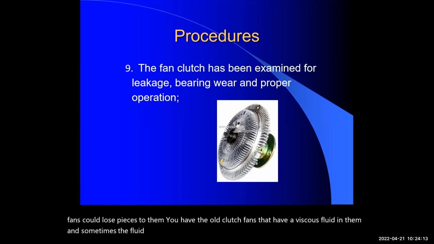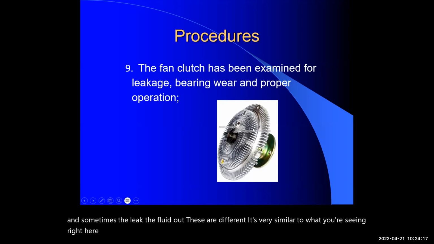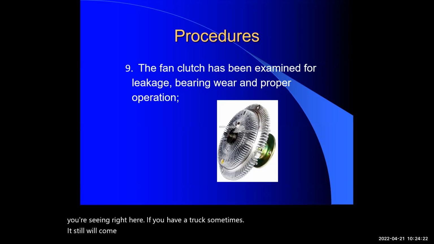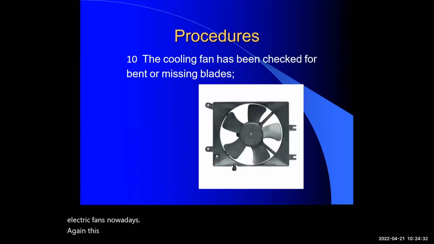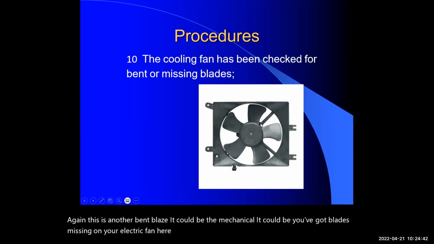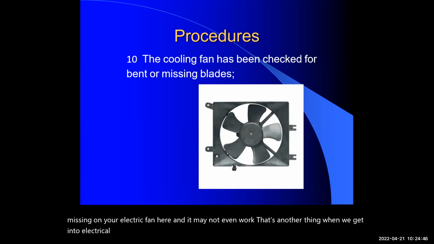These are different. It's very similar to what you're seeing right here. If you have a truck, sometimes it still will come with a mechanical type fan, but most of them have gone away. Most of them are electric fans nowadays. Again, this is another one with bent blades. It could be the mechanical. It could be you've got blades missing on your electric fan here, and it may not even work. That's another thing when we get into the electrical part. But right now, remember, we're doing visual.